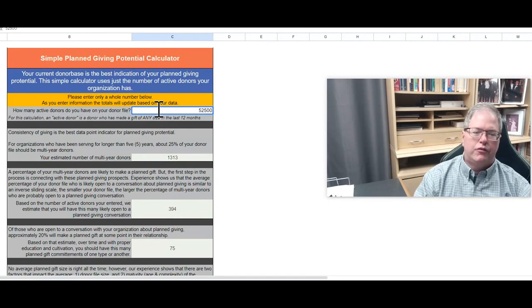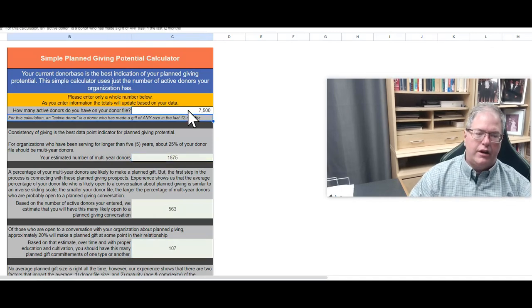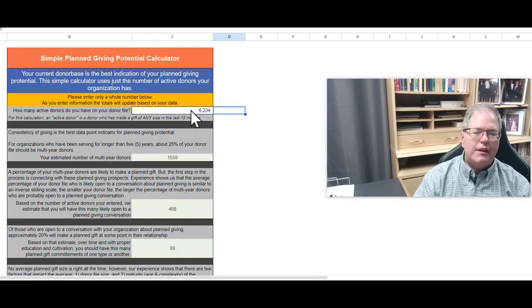So if we say 5250, or say 6,375, just randomly, tab away or enter away or click away, it adjusts all of these numbers. Right now it's 1594. If we make it 7,500, it goes up. So if we go back to 6234.